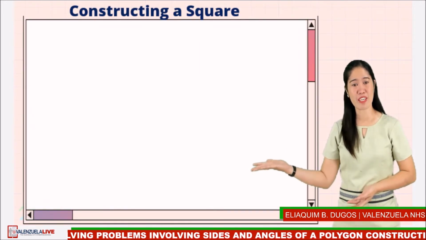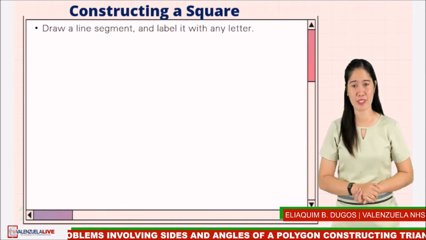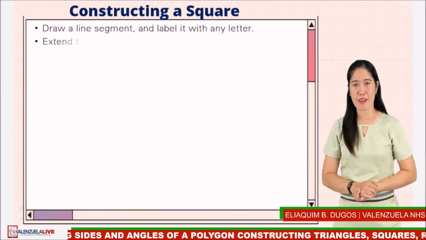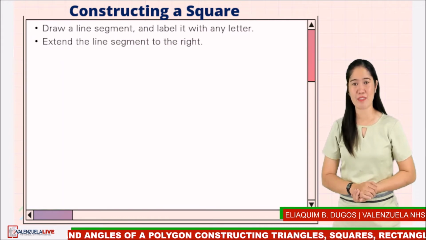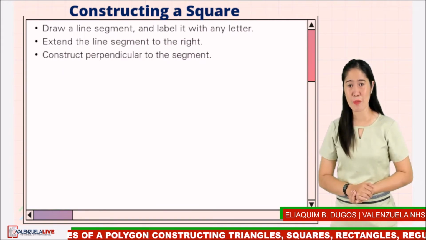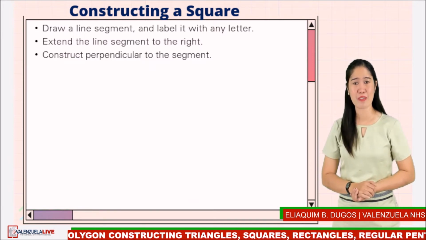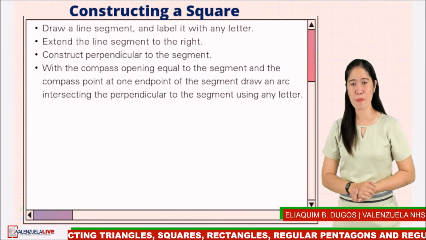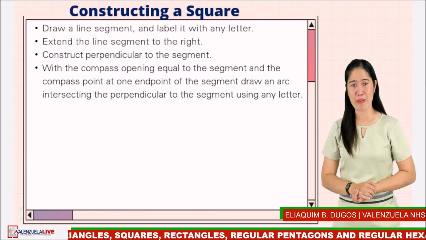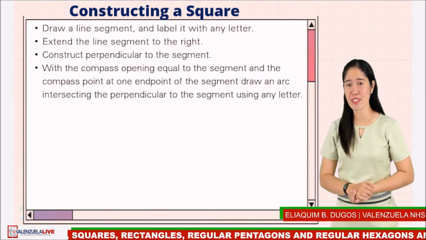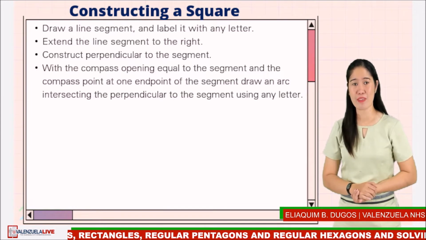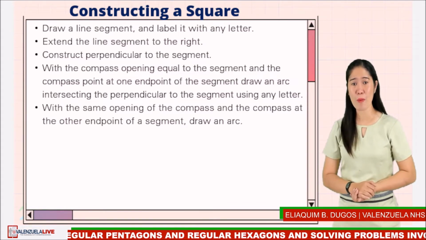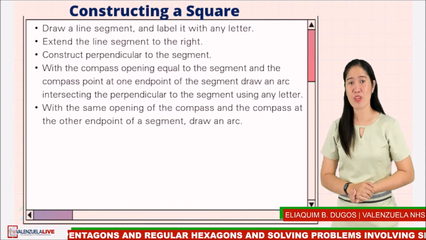So here are the steps in constructing a square. First, we're going to draw a line segment and label it with any letter. Extend the line segment to the right. Next is construct a perpendicular to the segment at any letter. With the compass opening equal to the segment and the compass point at one endpoint of the segment, draw an arc intersecting the perpendicular to the segment using any letter. With the same opening of the compass and the compass at the other endpoint of the segment, draw an arc.